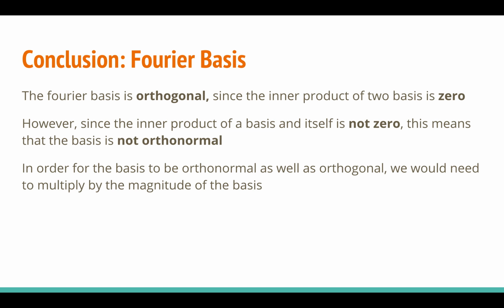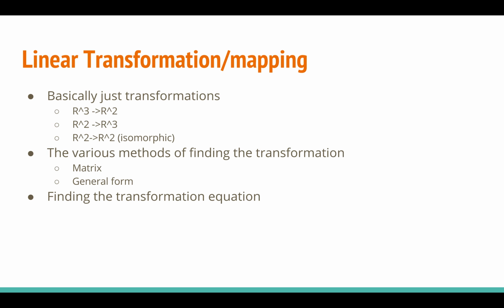However, if we take the inner product of a basis with itself, and it's not 1, that means it's not orthonormal. So to orthonormalize it, we basically just divide by the magnitude of both vectors. And now we go to linear transformations.